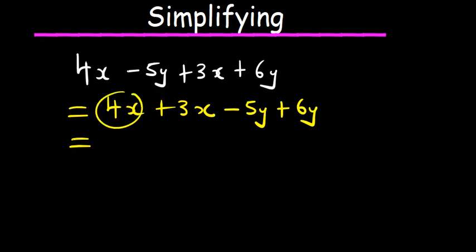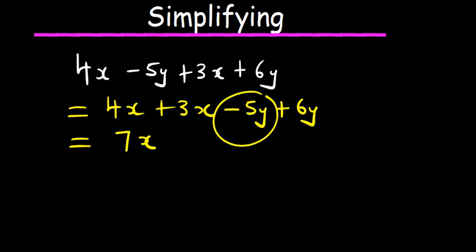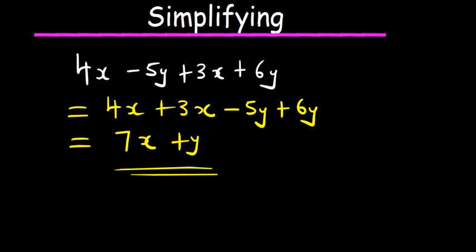So 4x plus 3x, that will give me a 7x. Then negative 5y plus 6y, that will just give me a positive y. So basically this is how we simplify expressions.